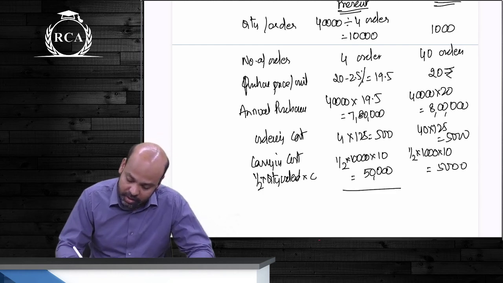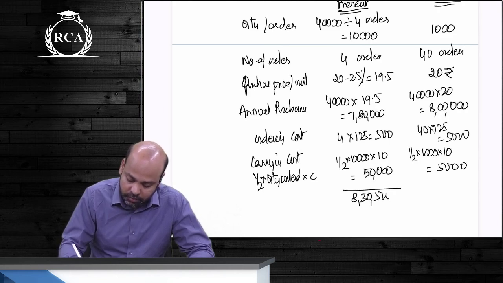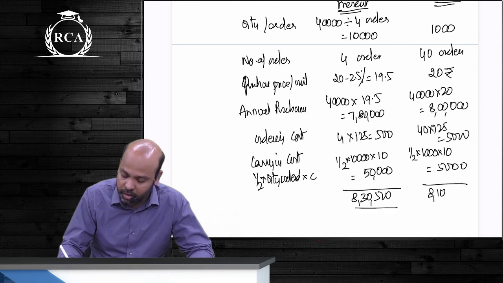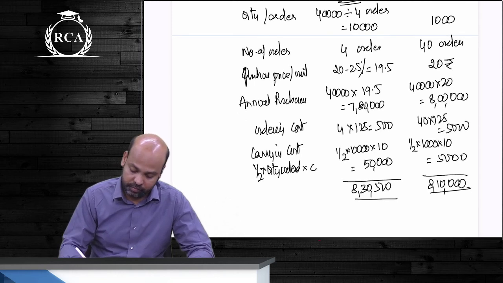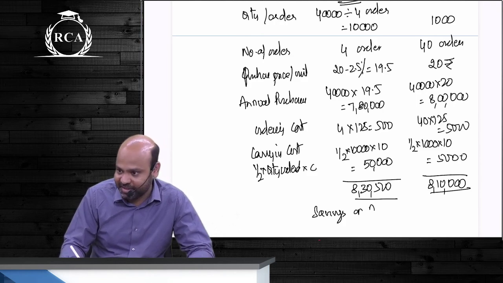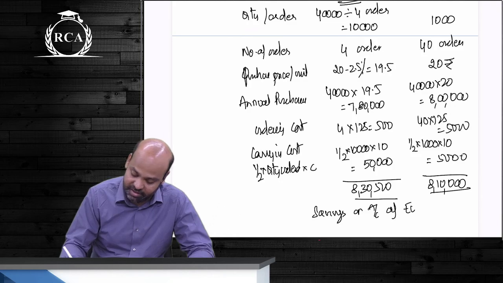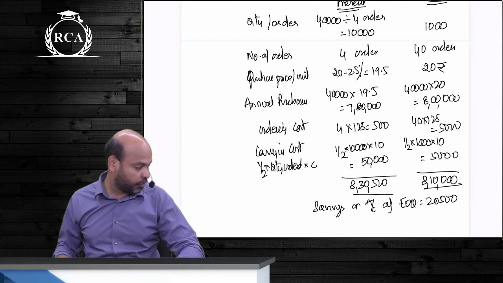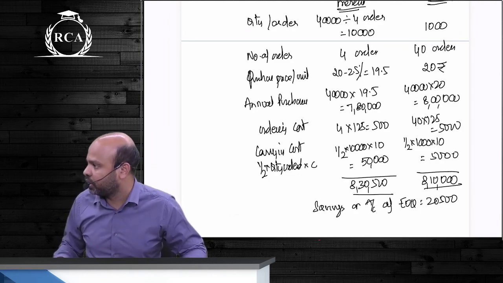Total cost beta here will become 8,30,500. Here it will become 8 lakh savings. So the young chartered accountant is right. Savings on account of EOQ beta is 20,500 rupees.